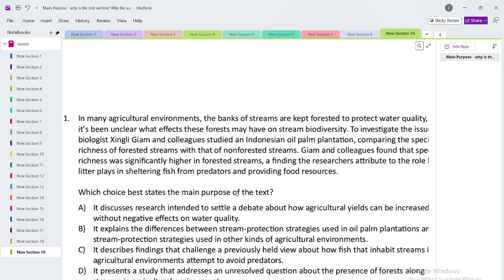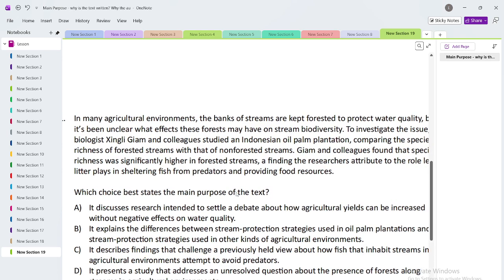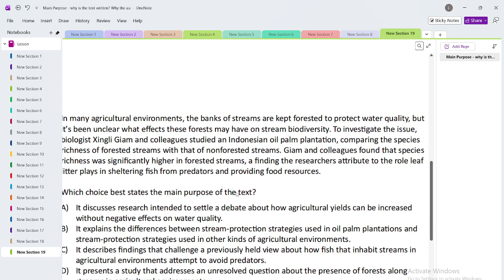So it is wrong. Answer B says it explains the differences between stream protection strategies used in oil palm plantations and stream protection strategies used in other kinds of agricultural environments. Now, oil palm plantation is somewhere in here, but this is a detail and this is not the purpose why the text is written. The text is written to give some kind of main idea, to argue for something or to tell some really important thing. And this is right now a detail, that's why it cannot be the answer. So A and B are out.